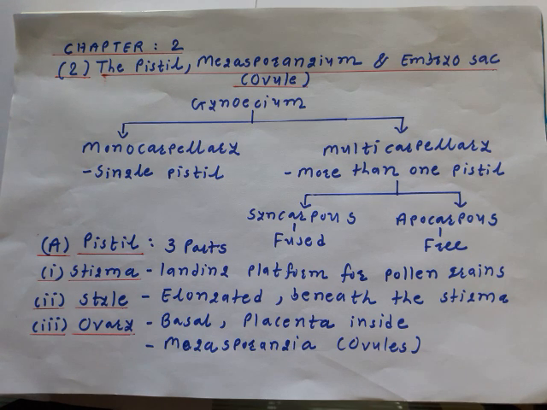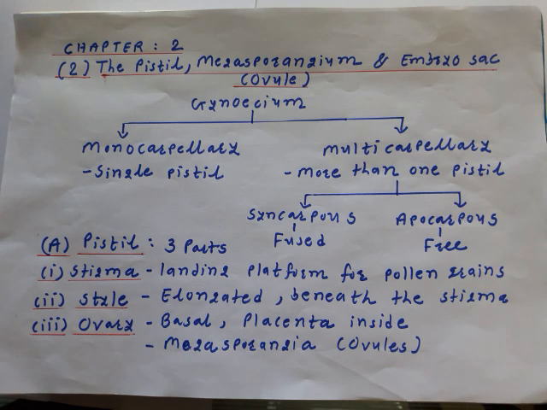Hello students, in this lecture we are going to study about the pistil, megasporangium and embryo sac. In the previous lecture you have already studied about male structure in flowering plants. Here we are going to study about female structures in flowering plants. In flowering plants, mainly three structures are important as a female reproductive structure and mechanism: pistil, megasporangium and embryo sac.